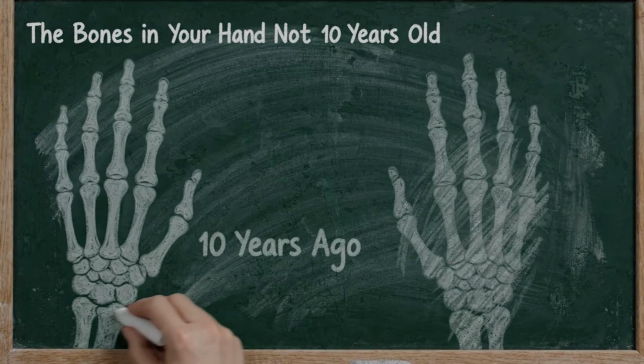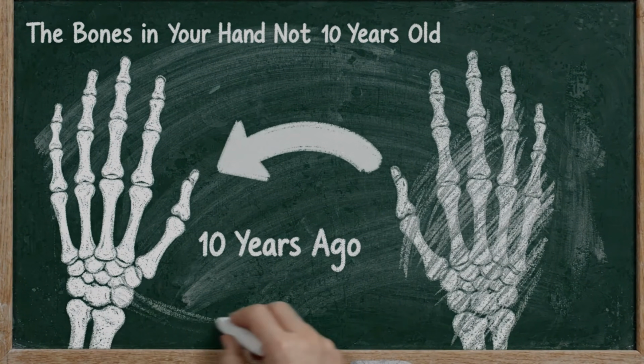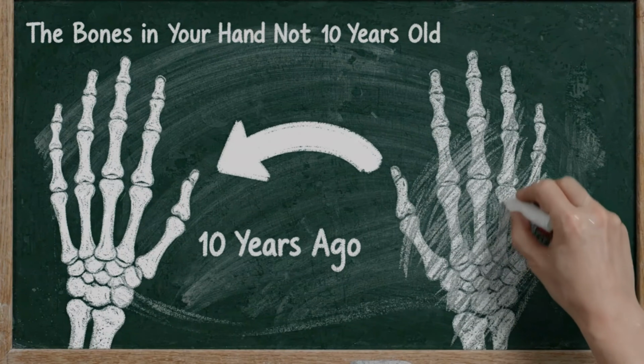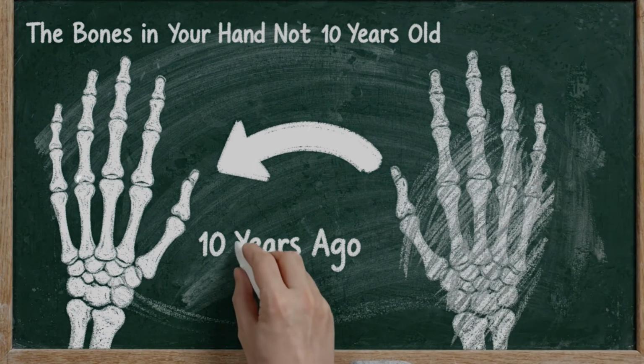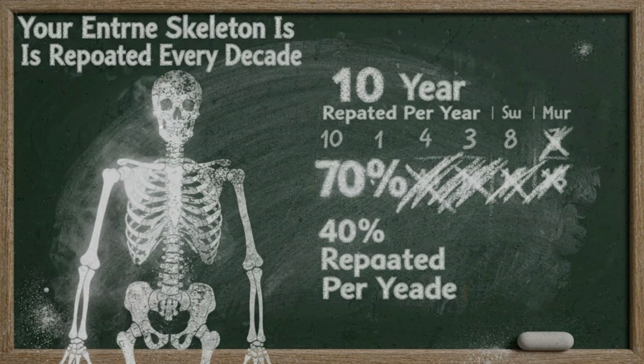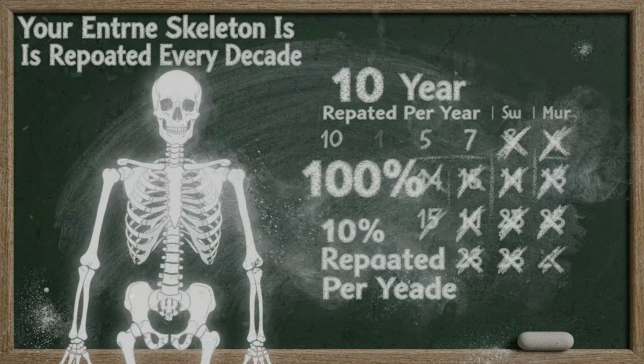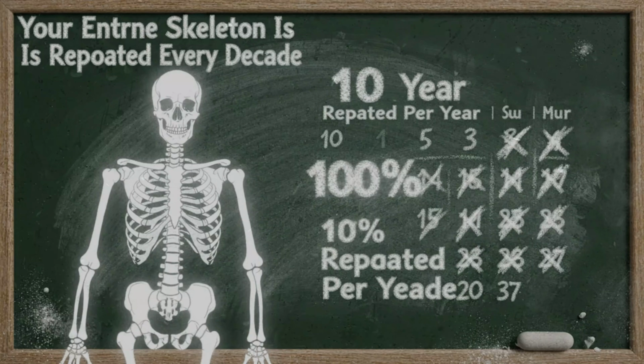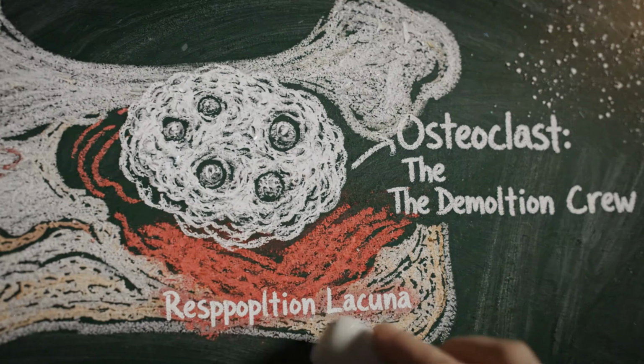Pick up your hand and look at it. The bones inside that hand, the metacarpals, the phalanges, the carpals at the wrist, are not the bones that were there 10 years ago. They look identical. They are in the same positions. They connect to the same tendons and are covered by the same skin.